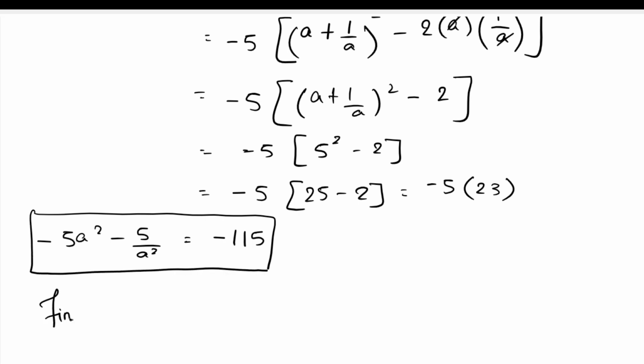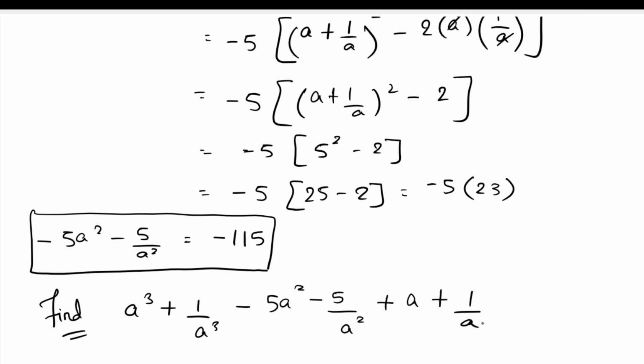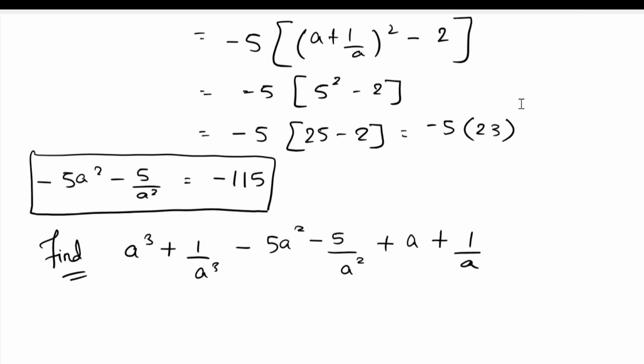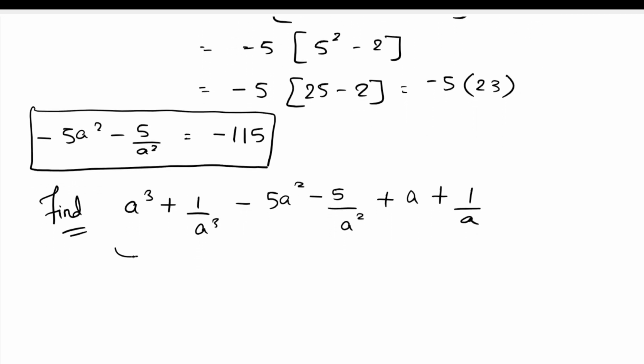Now, in the question, they are asking us to find a cube plus 1 by a cube minus 5a square minus 5 divided by a square plus a plus 1 by a. So we found the value for a cube plus 1 by a cube and minus 5a square minus 5 divided by a square and a plus 1 by a.